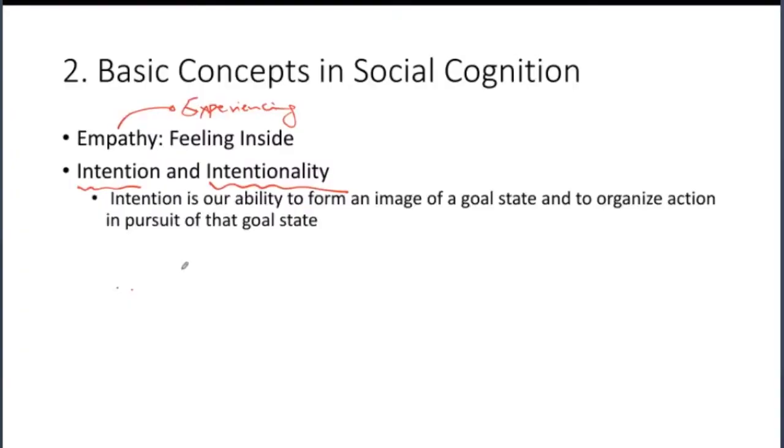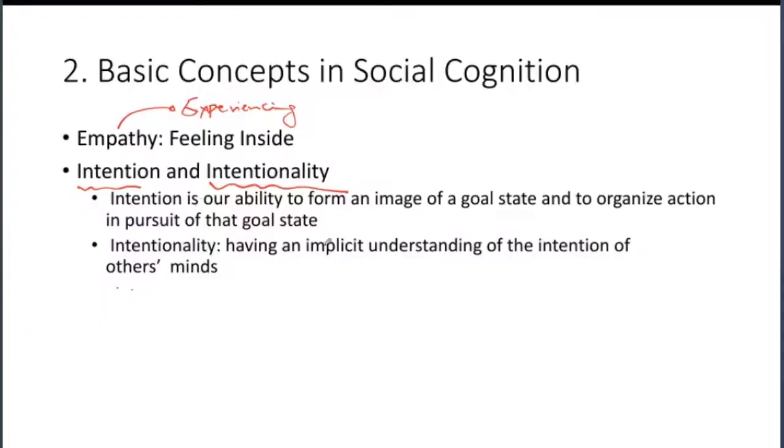Intention is our ability to form an image of a goal state and try to pursue that goal state. As you remember from what we discussed last session, making a plan for the future and then trying to get to that specific goal and pursuing it, that is what we call intention. But by intentionality, we mean that we have an understanding about an intention in others' minds. So we are attributing intention to others, and attributing intention to others is named intentionality. Intentionality is going to be critical for social cognition.